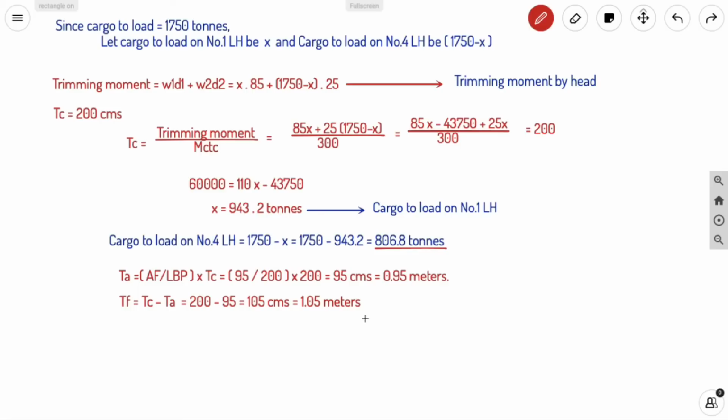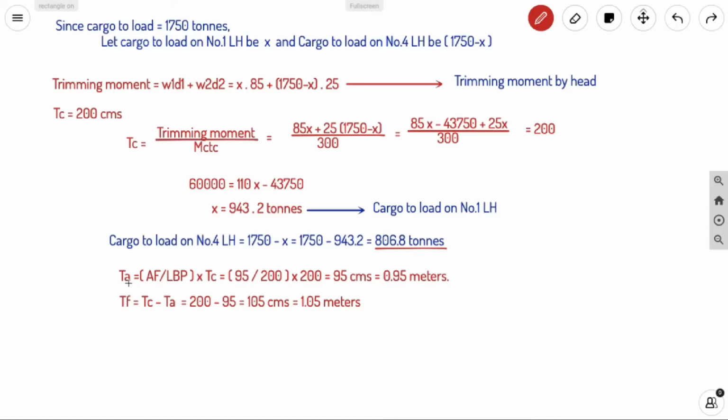So next question is, is the moment by head or by stern? You can see in your question, you apply the value of x and 1750 minus x, and multiply. You can see this value will be higher than this value. This is number 1 lower hold and number 4 lower hold. Since number 1 lower hold is at the forward part of our ship, you can say your ship will be trimming moment by head, since you are loading more cargo there, and that distance from the COF is also larger, so that moment will be higher on the head. So we can say the ship is trimming moment by head.